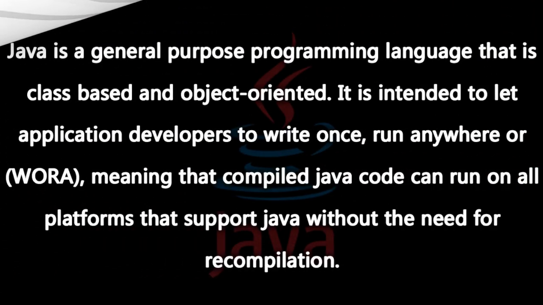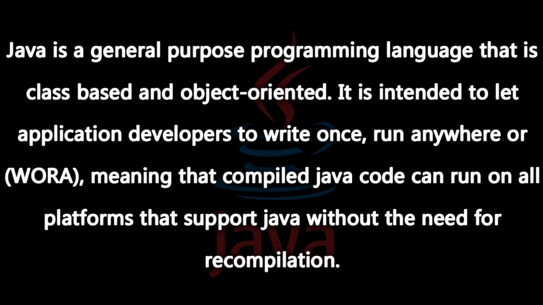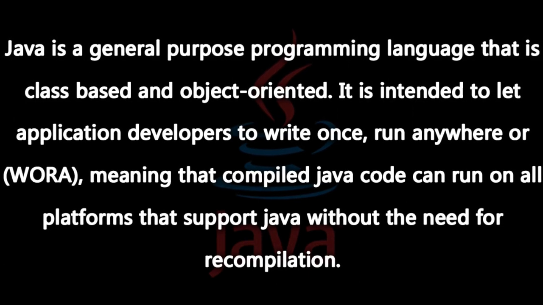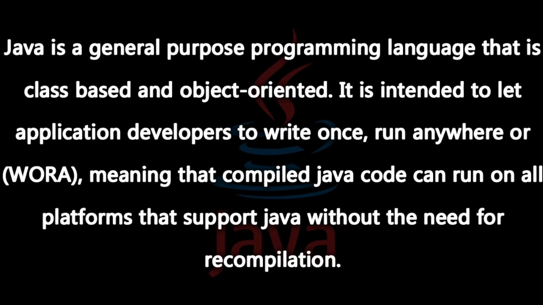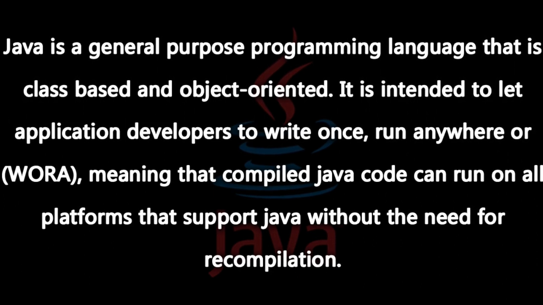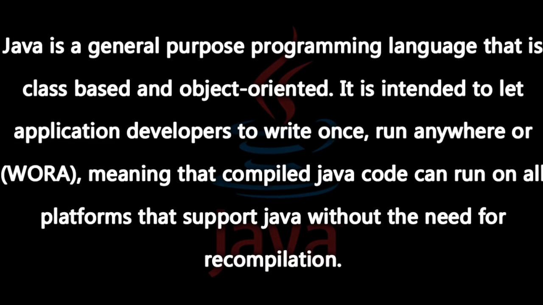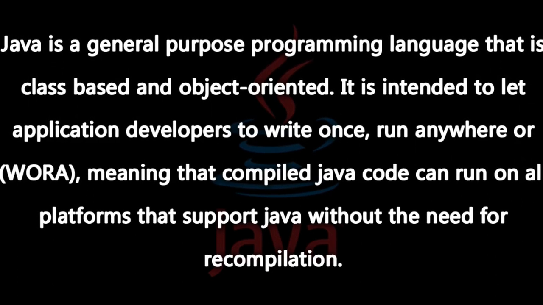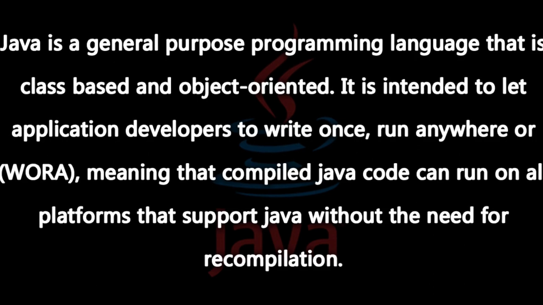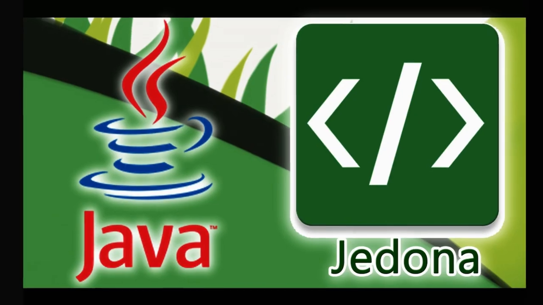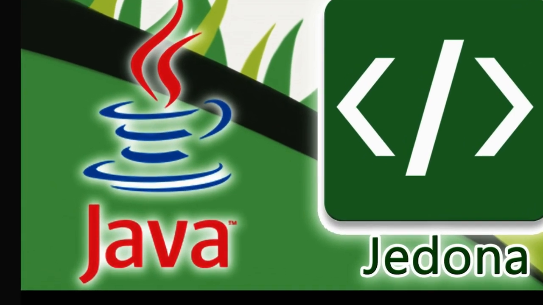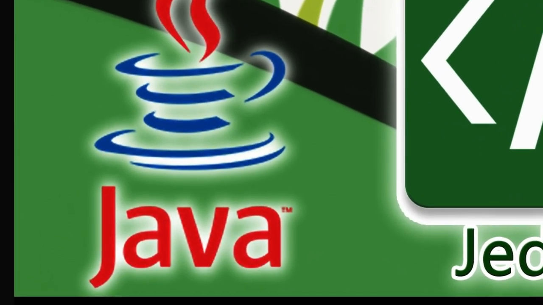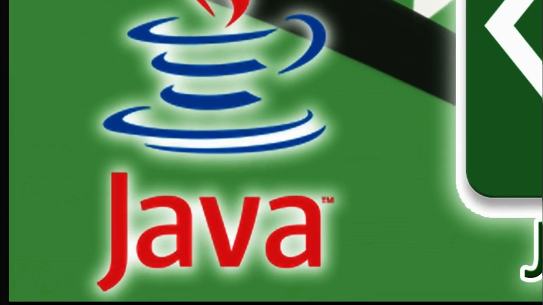Java is a general-purpose programming language that is class-based and object-oriented. It is intended to let application developers write once, run anywhere, or WORA, meaning that compiled Java code can run on all platforms that support Java without the need for recompilation. Java applications are typically compiled to bytecode that can run on any Java virtual machine, or JVM, regardless of the underlying computer architecture.